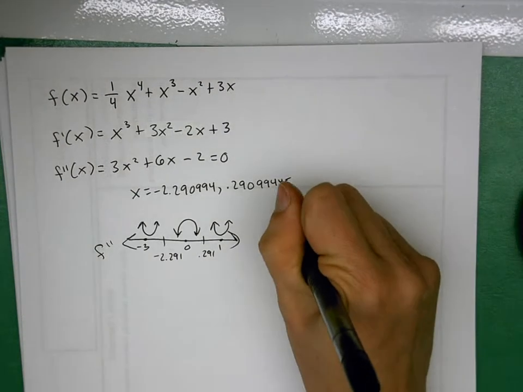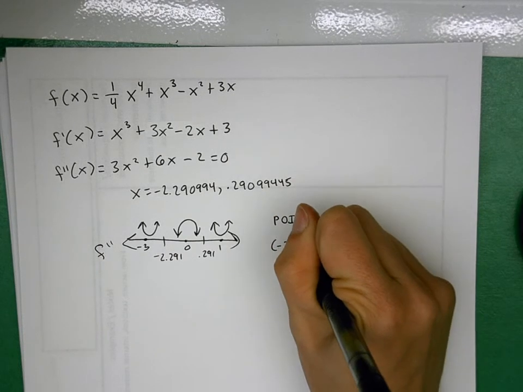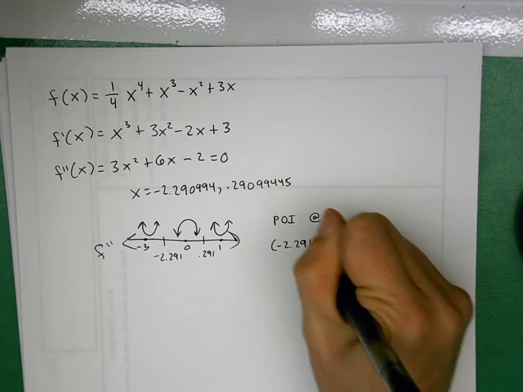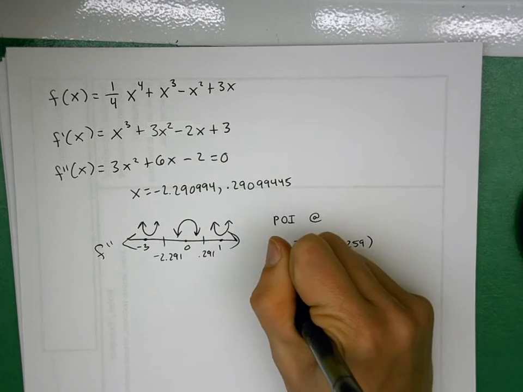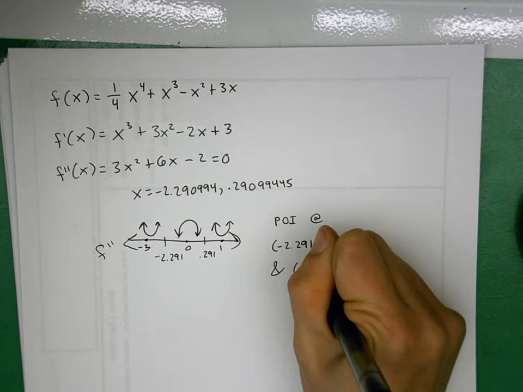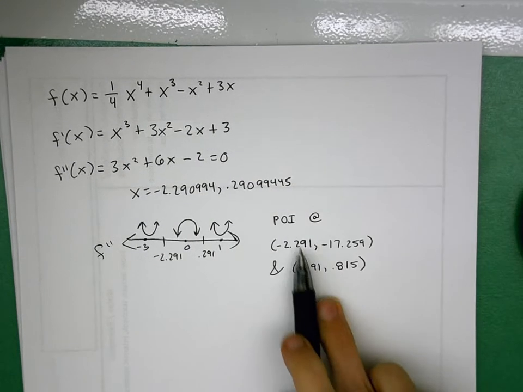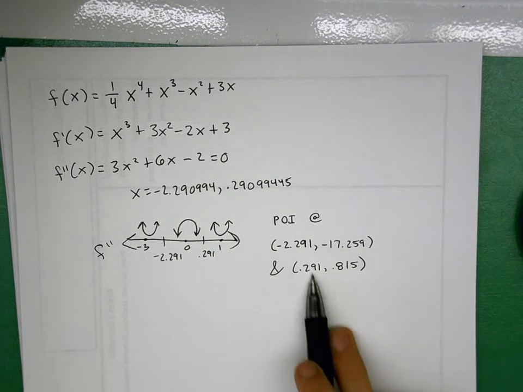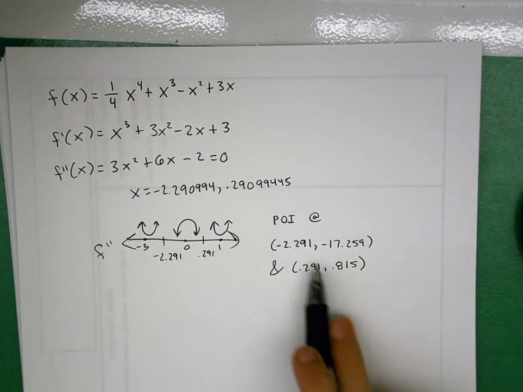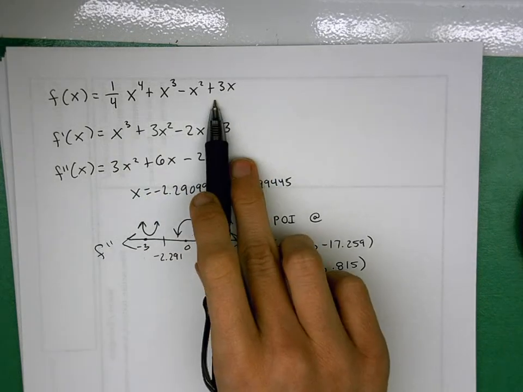I have points of inflection at negative 2.291, negative 17.259, and 0.291, 0.815. Again, x's, I know they're points of inflection because I see a change in concavity at both of these two x values, and the y's come from taking my two x's and plugging them back into my original function up here, this original f of x.